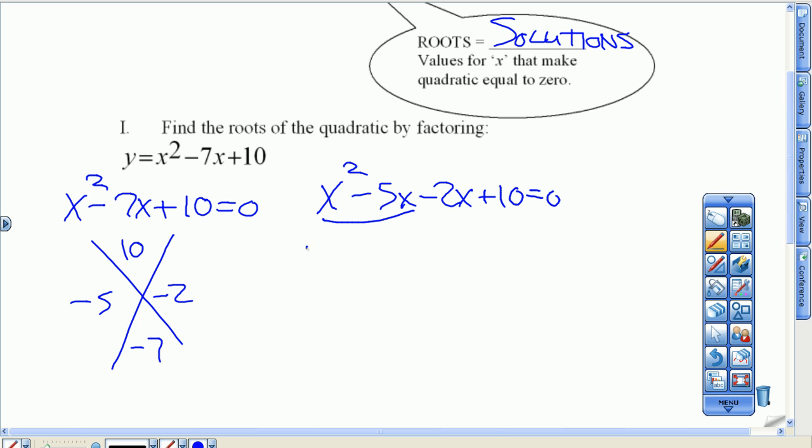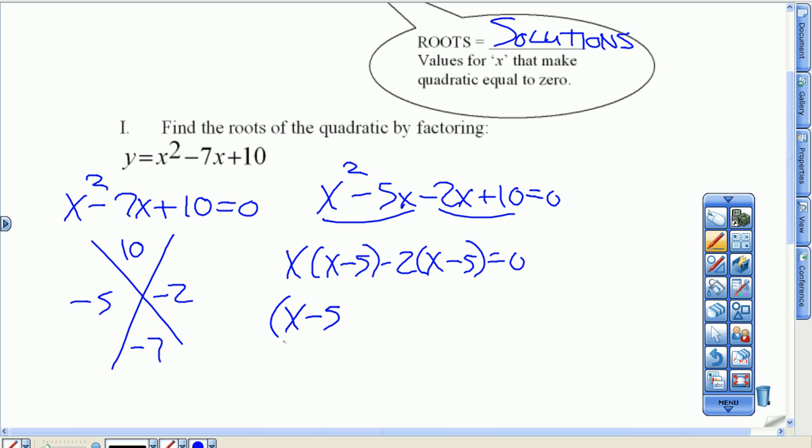We'll factor the first two terms as an x is the greatest common factor. The last two terms, negative 2 is the greatest common factor. And then what do both of these terms have in common? I'll give you a hint. The term is inside parentheses. Take the x minus 5 out, and the coefficients are what is left. And you have that. At this point in time, we go to a t-chart.